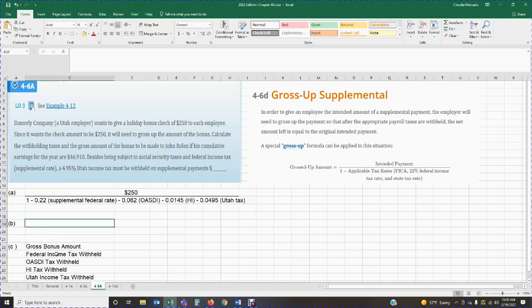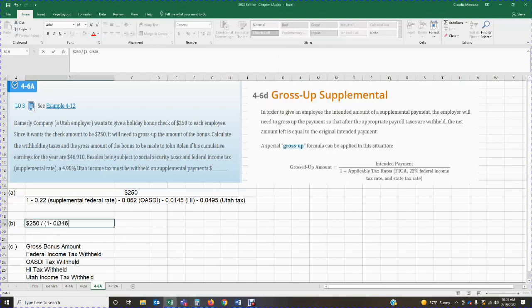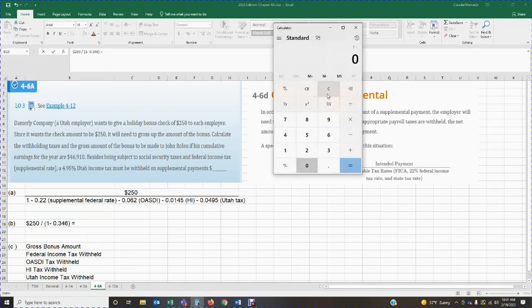Now for the next step, we're going to run these calculations. We're going to do the $250 and divide by 1 minus the amount of my total taxes. So I'm going to get my calculator out. The amount of my total taxes is 0.22 for my federal, then 0.062 for my OASDI, 0.0145 for my HI, and 0.0495 for my Utah tax. That gives me 0.346. And then 1 minus 0.346 is going to give me 0.654.